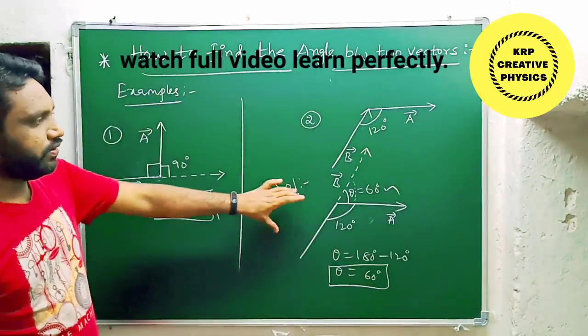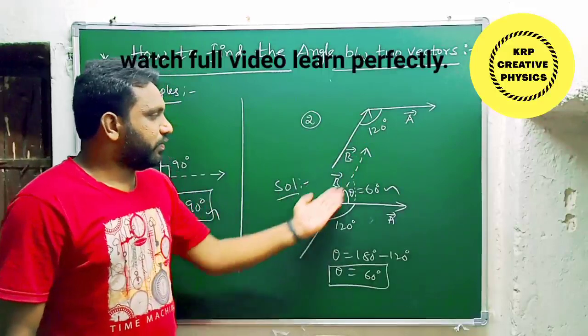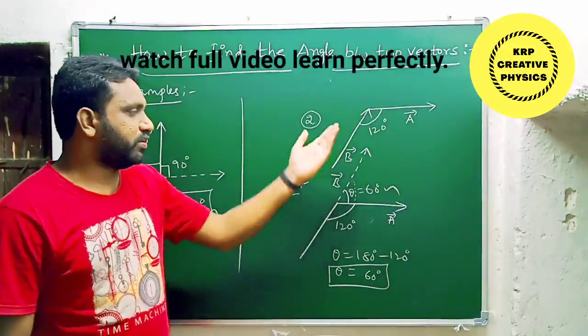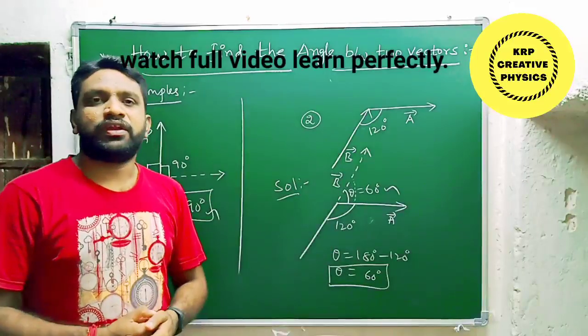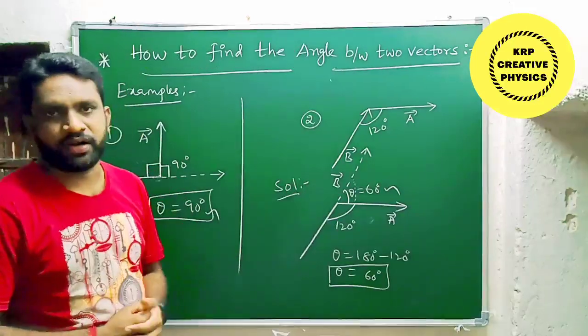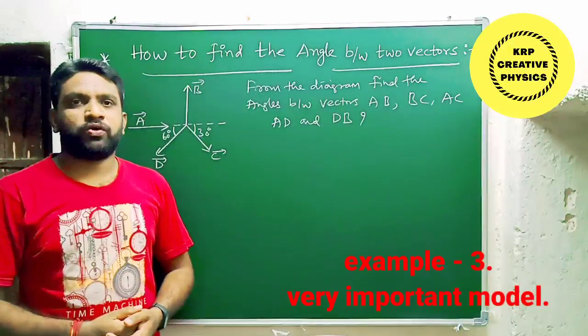So in this way we need to extend the vector. If the angle is improper, we need to extend that one. Then we need to take the angle between tail to tail or else head to head. Both are correct only. Okay friends, let's move on to example 3.